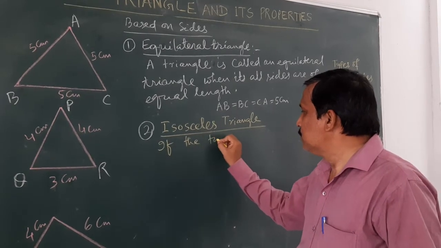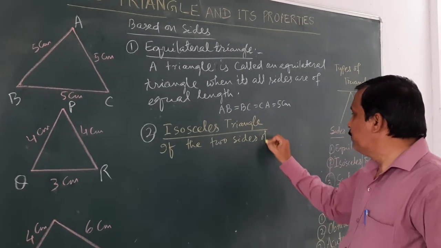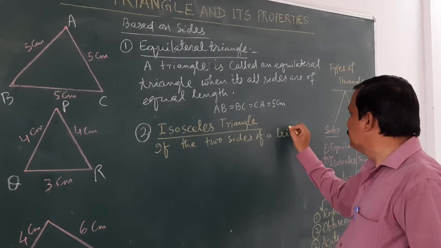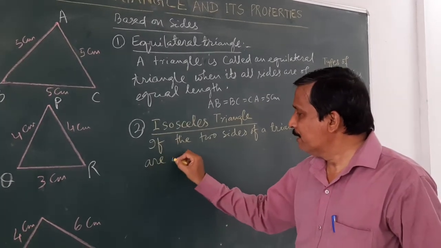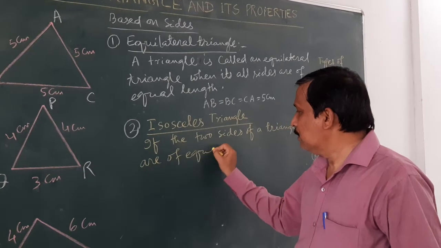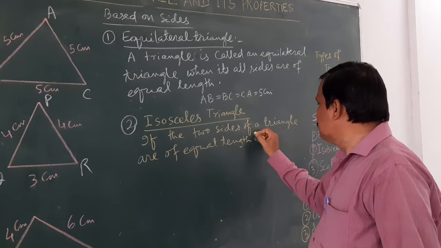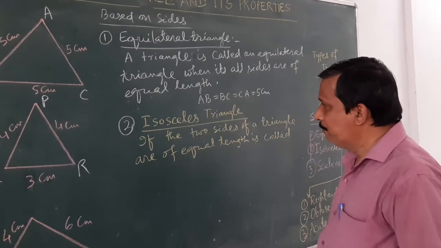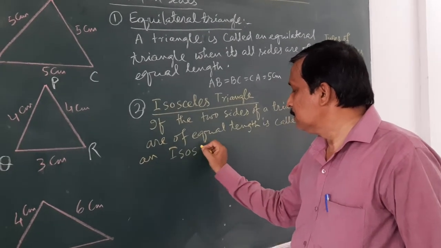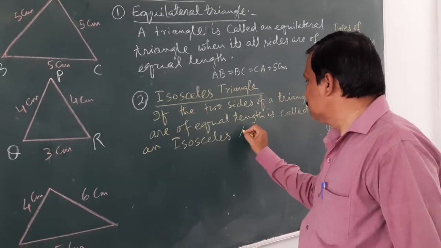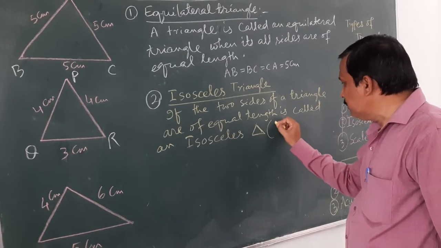If two sides of a triangle are of equal length, it is called an isosceles triangle. This is triangle PQR. You can write it like this one, or you can write it as triangle.